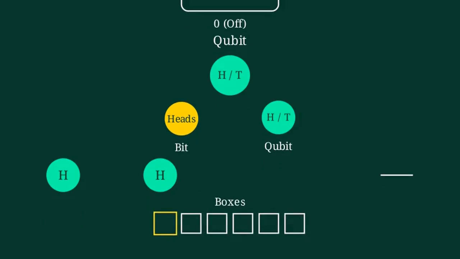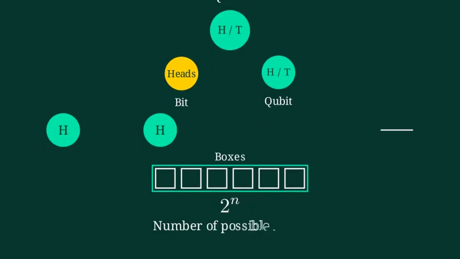Why is this powerful? Imagine 1,000 boxes with a prize in one of them. A regular computer checks one box at a time. A quantum computer can explore many at once. With n qubits, a quantum computer can represent 2^n possibilities at the same time. For example, with 300 qubits, the number of possibilities is 2^300, which is more than the number of atoms in the universe.